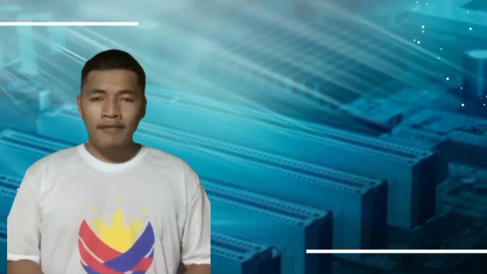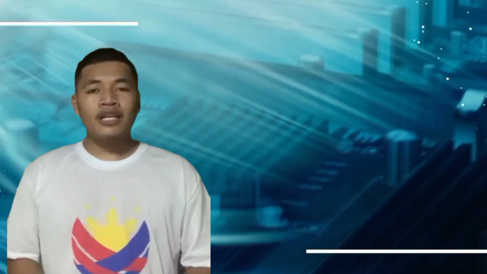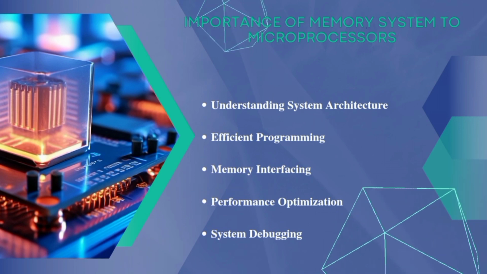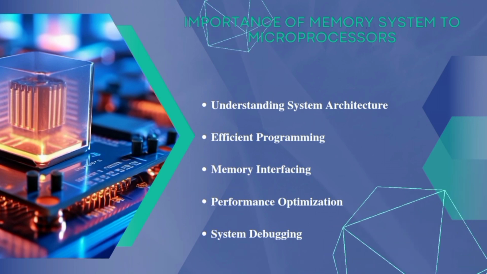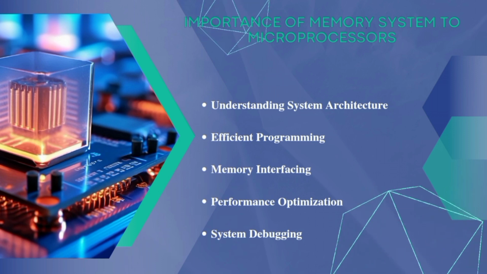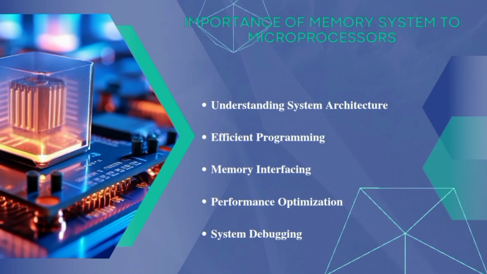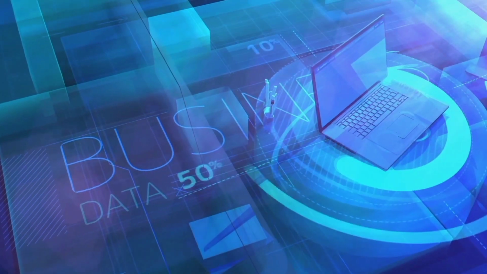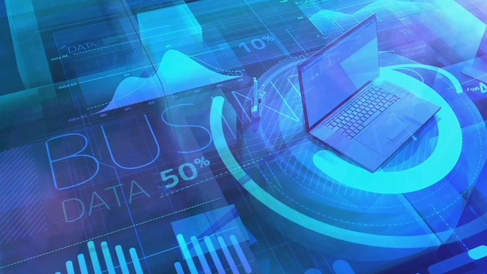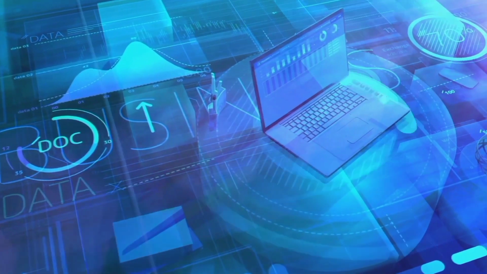More about this subject, we have to know the different importance of memory systems when understanding the subject microprocessor. Importance of memory system to microprocessors: understanding system architecture, efficient programming, memory interfacing, performance optimization, and last is system debugging. A student needs to grasp how different types of memory are used in a system and their roles in data storage and retrieval.